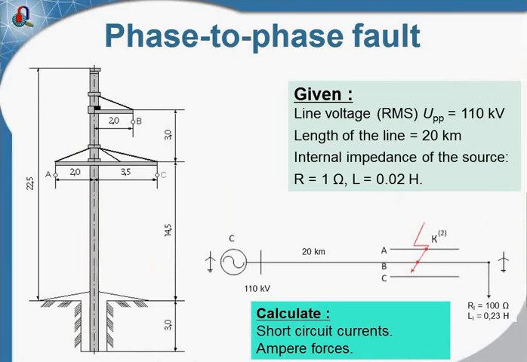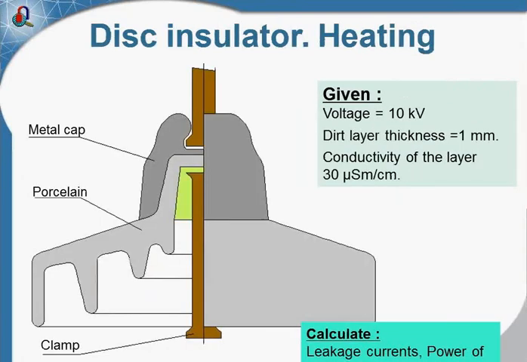The problem is related with the heating. This is the disc insulator. The insulator consists of the metal cap, the porcelain body, and the clamp. And the insulators could be connected one after another in a chain.